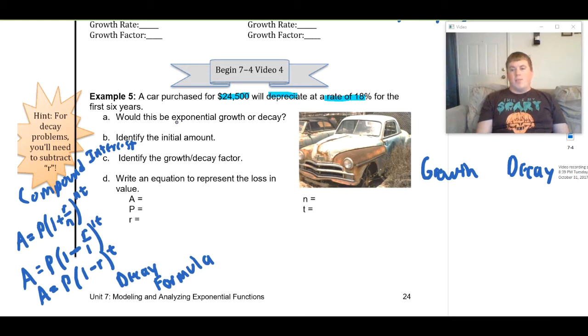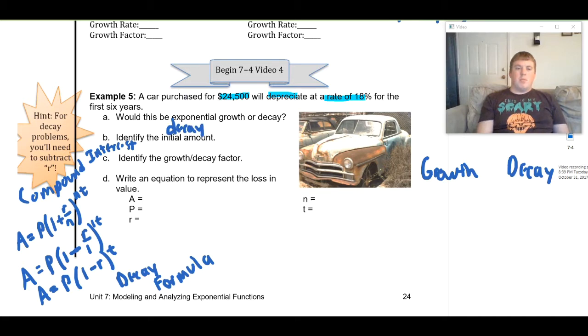When you buy a car, the minute that you drive it off the lot, you instantly lose value from what you paid for it. It's going to be automatically worth less. And the longer you have that car, the less and less it's going to be worth. So this is actually going to be a decay problem.